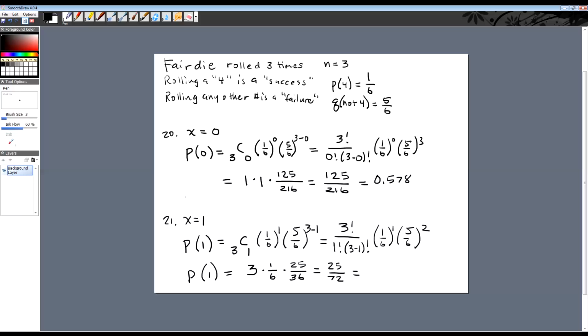If you wanted to convert this to decimal, you have 0.347, or about 34.7% probability that you would have one success when you roll the die 3 times.